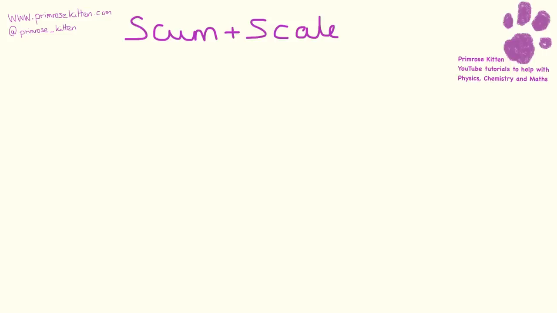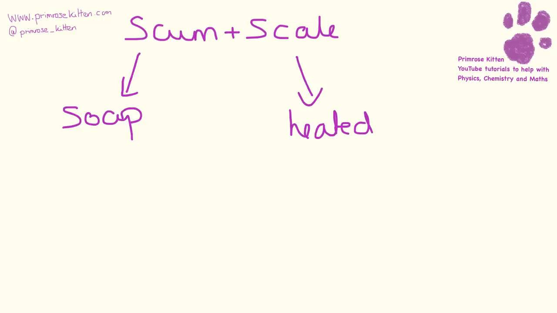When the magnesium and calcium ions in hard water react with soap, we are going to get scum. That is the stuff that, you know, when you're washing hands, sometimes you can see the foamy stuff. That is the scum. If we heat it up, that is when we're going to get scale. So this is lime scale.